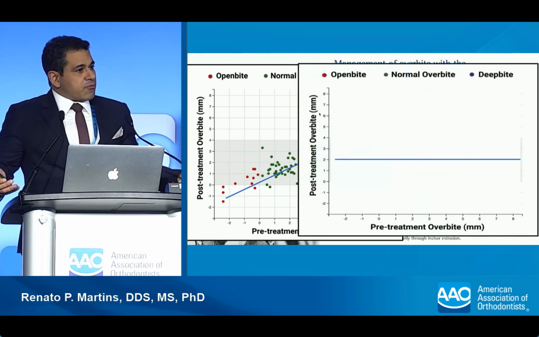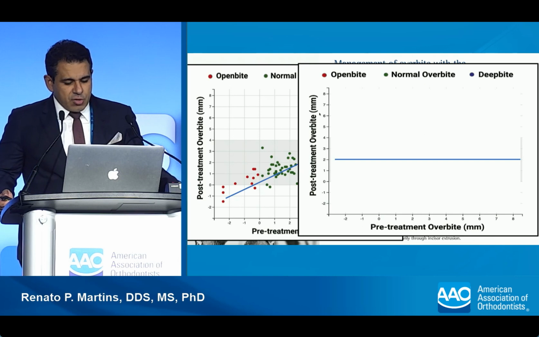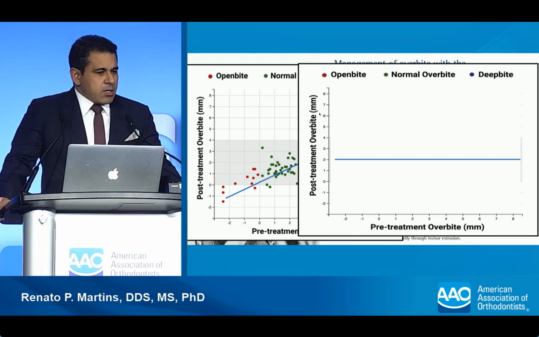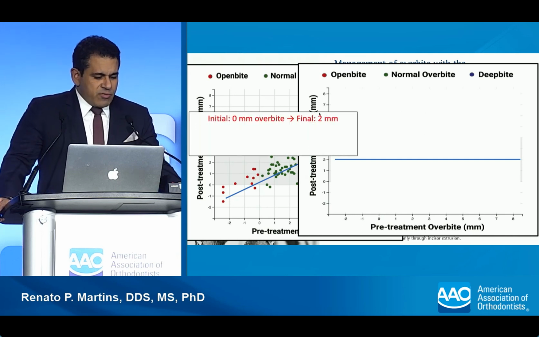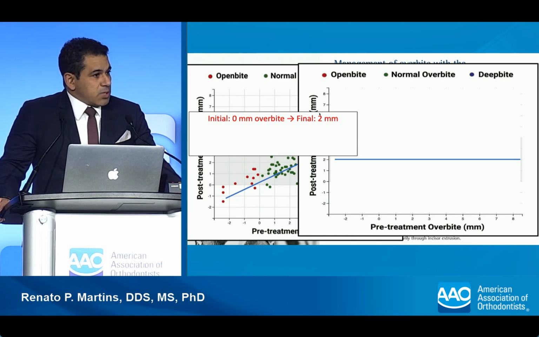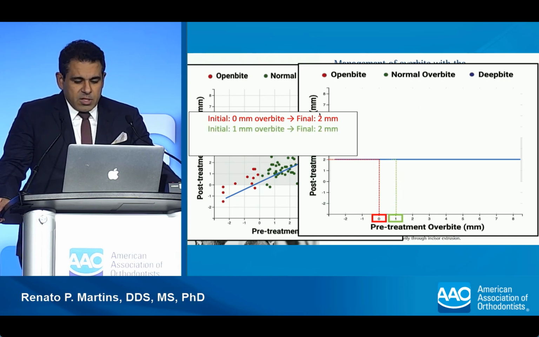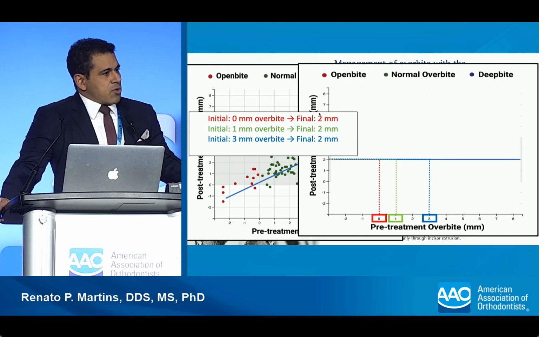And it is different from what we expect with fixed appliances, where regardless of the initial overbite, we expect the case to be finished around 2 millimeters of overbite. So if you have your patient with an initial 0 millimeters of overbite, you expect the final to be 2 millimeters. If you have 1 millimeter of initial overbite, you expect the final to be 2. If you have 3 millimeters initial overbite, you expect the final to be the same. And even if you have a very large overbite, you expect to finish with a normal overbite.